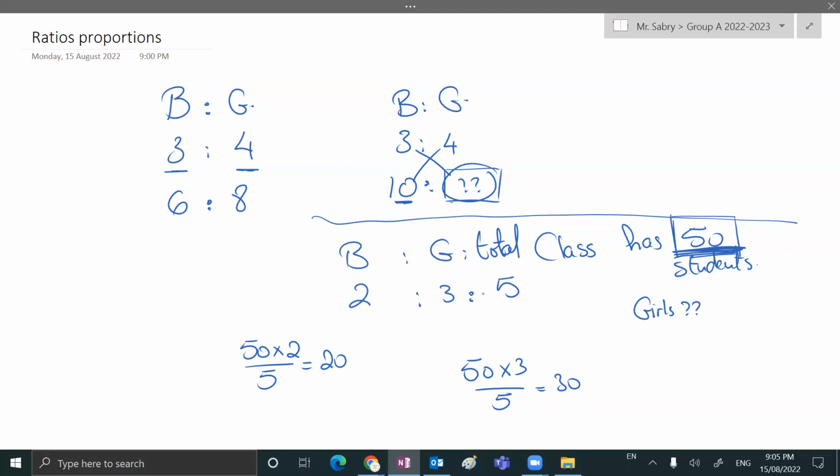If I told you that the boys are 10, where are you going to substitute the 10? Under the 2. Okay, so if I told you that the total is 50, where are you going to put the 50? Under the total. That's exactly what happened. Then if you need to find the girls, how do we get the 30? You cross multiply. Then what is confusing you? You understand? Yeah, I got it.